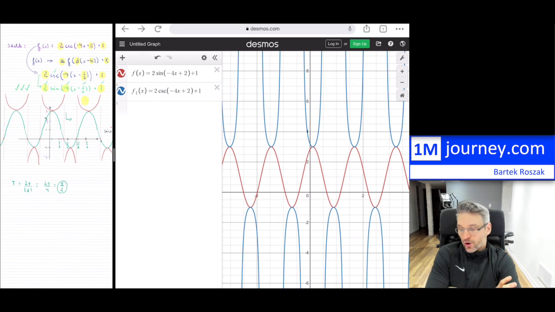All right. So I hope you find this example useful. You can now apply it to pretty much anything that you want with these trigonometric transformations.